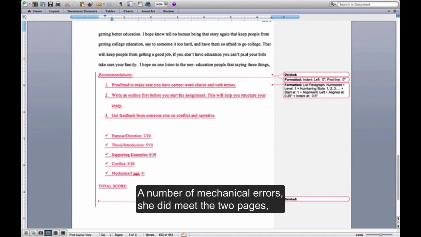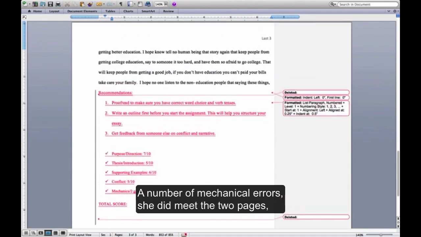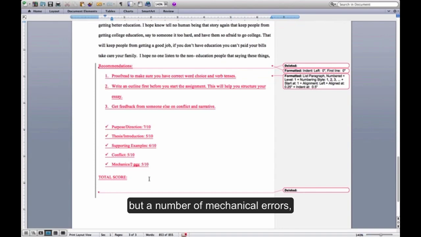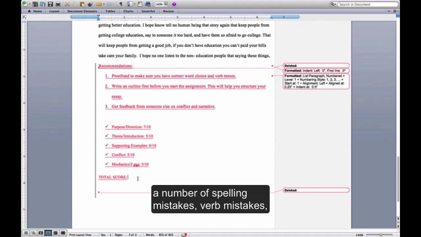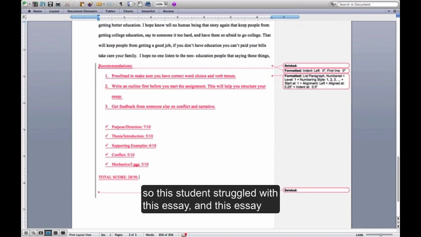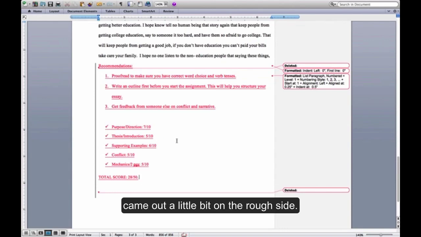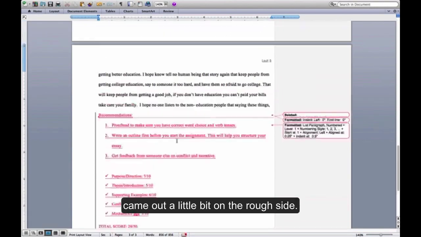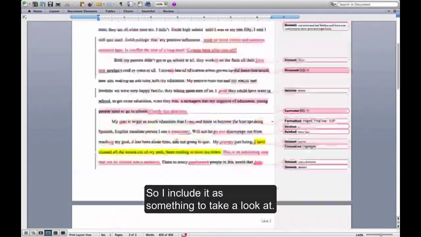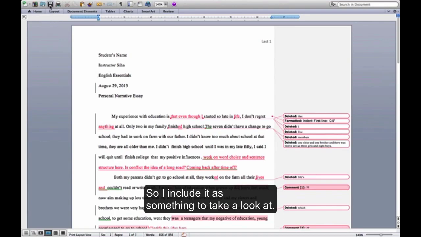A number of mechanical errors. She did meet the 2 pages, but a number of mechanical errors, a number of spelling mistakes, verb mistakes, sentence level issues that need to be worked on. So for this student, I would score it a 28 out of 50, which, if you do the math, isn't quite passing. So this student struggled with this essay, and this essay came out a little bit on the rough side. So I included it as something to take a look at.